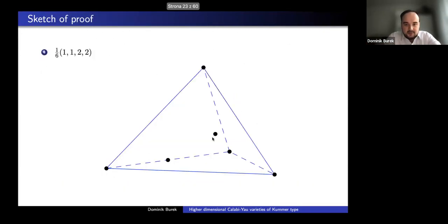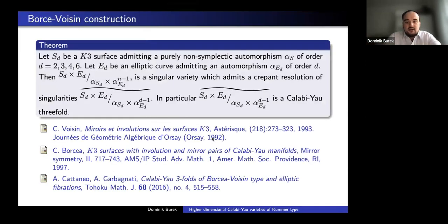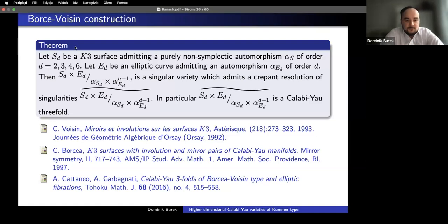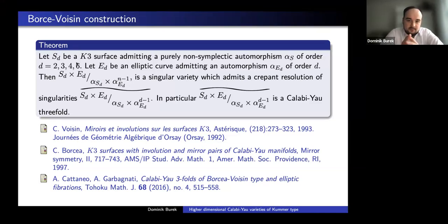And now I would like to present another generalization, because as I mentioned, for mirror symmetry, the Borcea-Voisin construction played a crucial role. And in 2016, this construction was generalized by Cattaneo and Garbagnati, and they allowed K3 surfaces with purely non-symplectic automorphism of order 2, 3, 4, and 6. So we basically can do the same as Borcea and Voisin did, but we allow higher order automorphism.